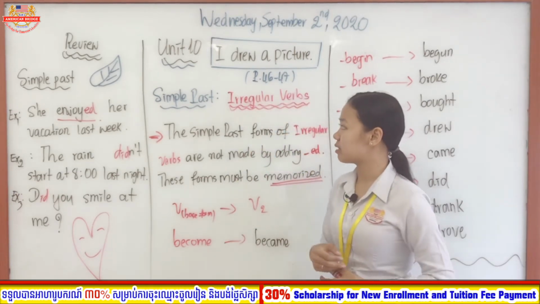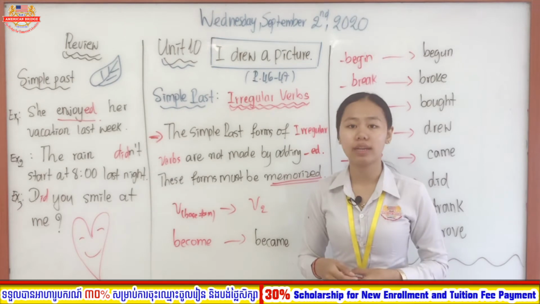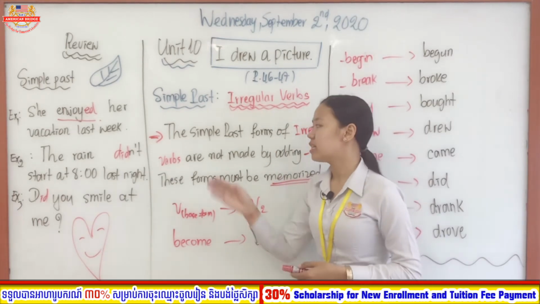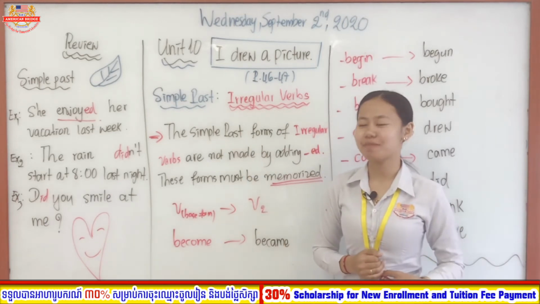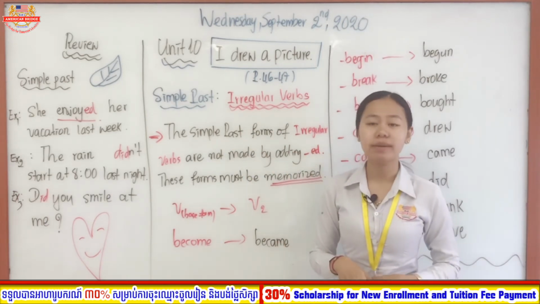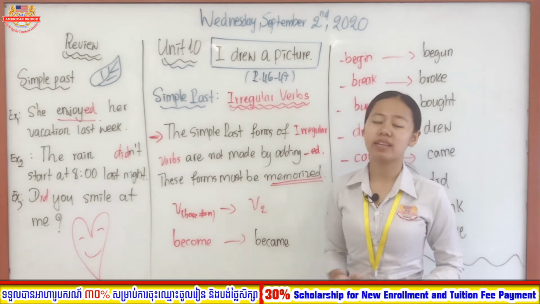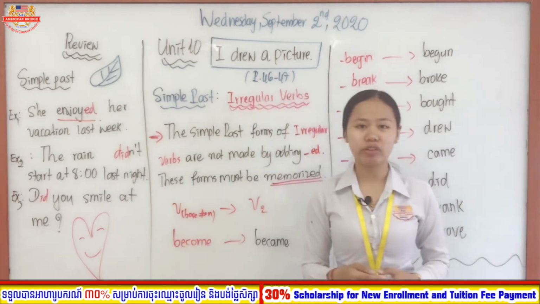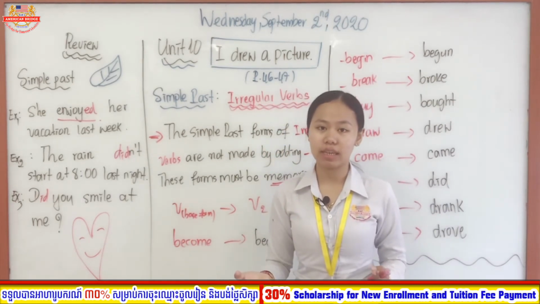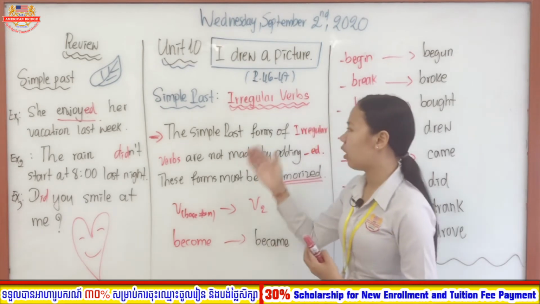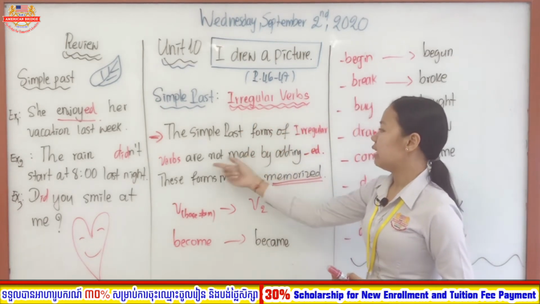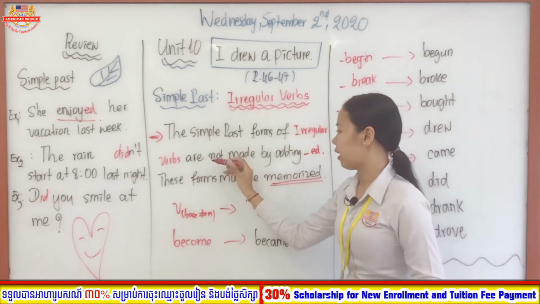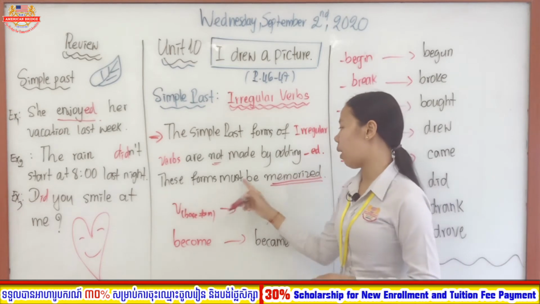Moving on to our lesson of today's class, we are going to focus more on the simple past, but with irregular verbs. You need to remember that the simple past form of irregular verbs is not made by adding ed. For regular verbs, most verbs end with ed, while for irregular verbs, they are not made by adding ed, but this form must be memorized.